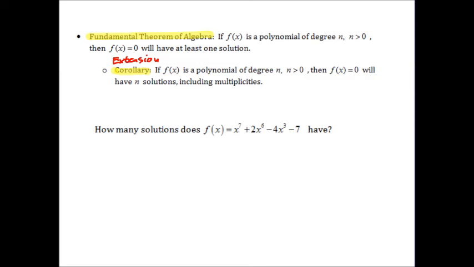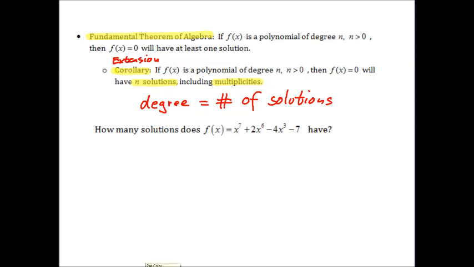And the corollary of the fundamental theorem of algebra says, if f of x is a polynomial of the degree n, and n is a number greater than 0, then f of x is equal to 0 will have n solutions, including multiplicities. And multiplicities is something that we're going to talk about in our next class. But the short of this corollary is that the degree of a function tells us, because it's equal to the number of solutions, the degree of a function tells us how many solutions that function will have.